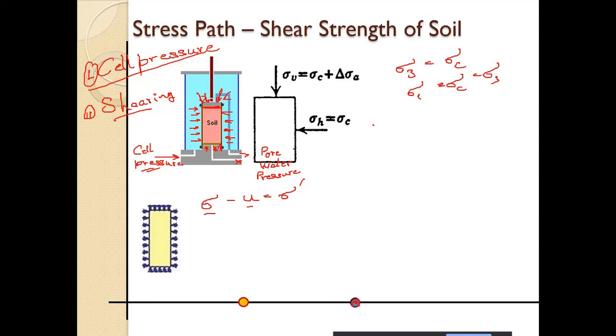If you remember the equation again, at any plane inclined at an angle theta, we have sigma 1 plus sigma 3 by 2 plus sigma 1 minus sigma 3 by 2 cos of twice theta. Since sigma 1 is equal to sigma 3, this term becomes equal to 0. So we have twice sigma 3 by 2, which is equal to sigma 3. On all planes, it is now sigma 3. Alright, so we have sigma 3 here.